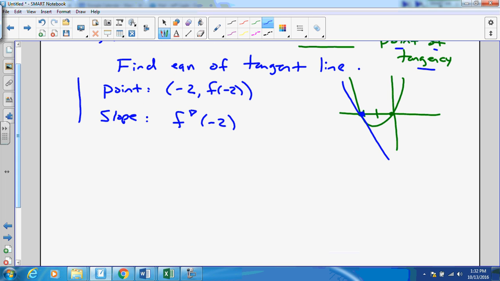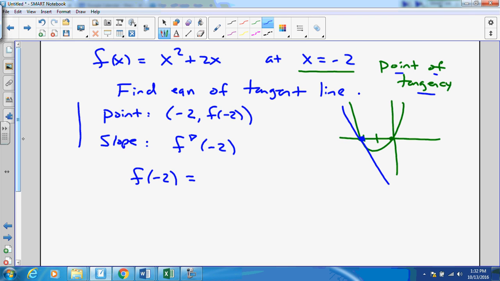Okay. Now, I'd like to do the easy part first, so let's do the easy part, which is f of -2. And observe that since f of x is x squared plus 2x, f of -2 is -2 squared plus 2 times -2, which evaluates to 0. And so that's happy. That means I can go back and fill in the information here on my point.